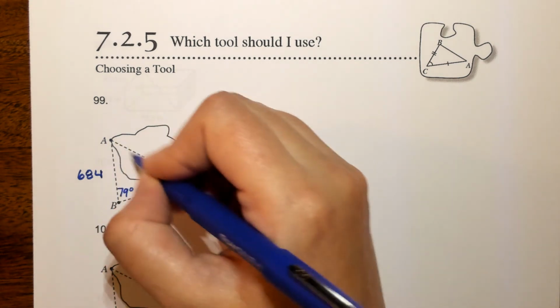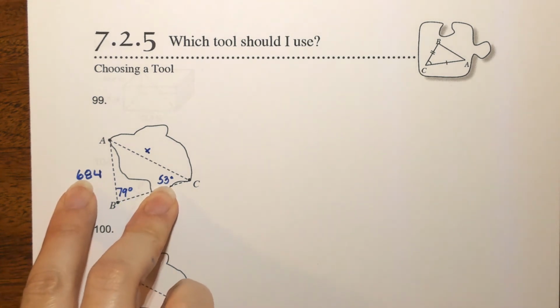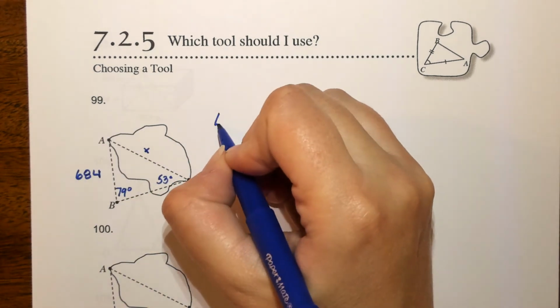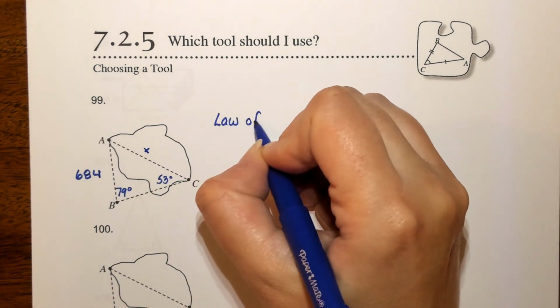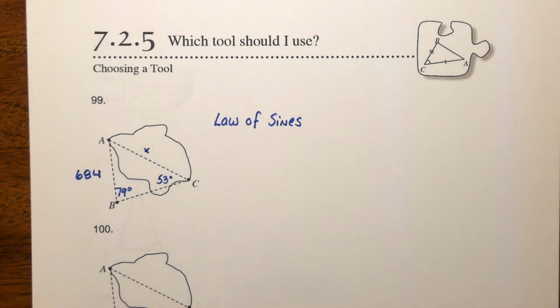Okay, so the bridge is going to go across the lake, so it's going to be here. Notice I have an angle and a side across, and an angle and a side across. So this is a law of sines problem. And I'm going to let you finish that law of sines.